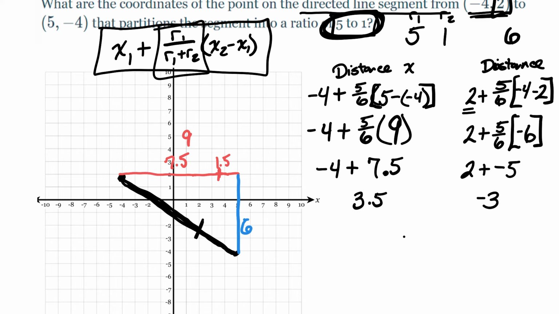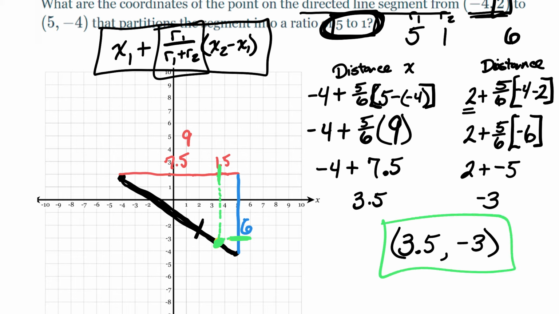So our answer is the ordered pair 3.5, -3. Just like midpoint, we found the distance halfway between these 2 points. It's the same thing here. We found that -3 was our partition point here, and 3.5 was our partition point here. And when we drop this line down and we move this line over, that's where it puts us at our solution, 3.5, -3.